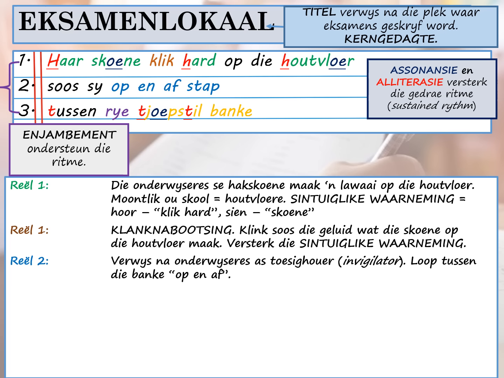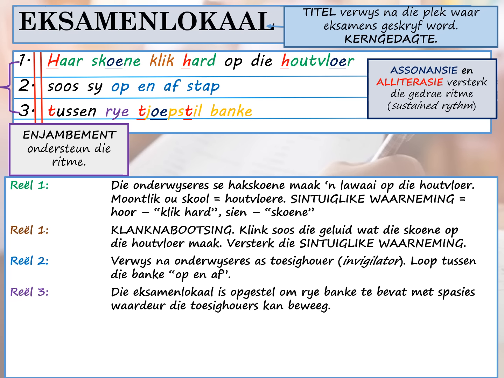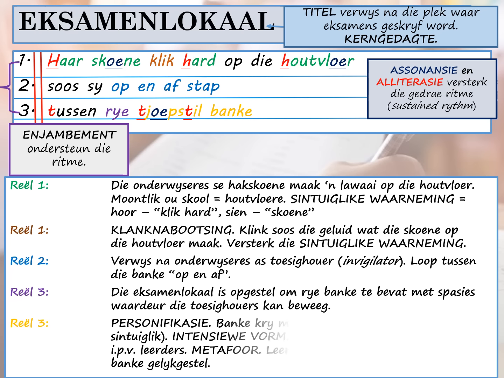Line 2, op en af. This is referring to the teacher walking up and down, invigilating between the desks. Rye is typically how an exam venue is set up. You've got rows of desks lined up from the front of the venue to the back of the venue, and your invigilators walk through them almost in a snake-like fashion up and down.